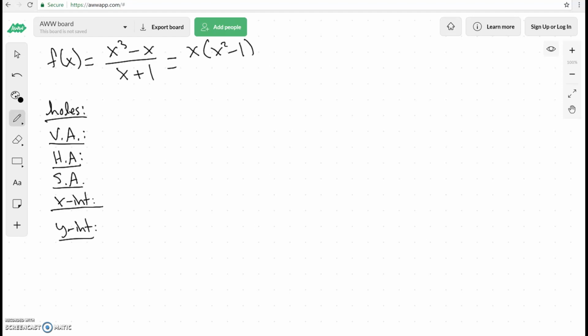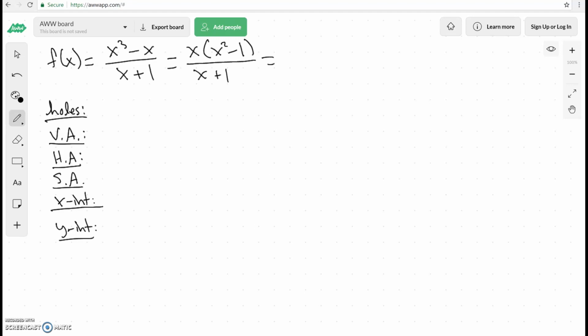Be very careful, because usually what people forget is that they take out the x and they put a 0 there, or they forget to put in the 1. So be very careful with that. Then we're going to do x plus 1.